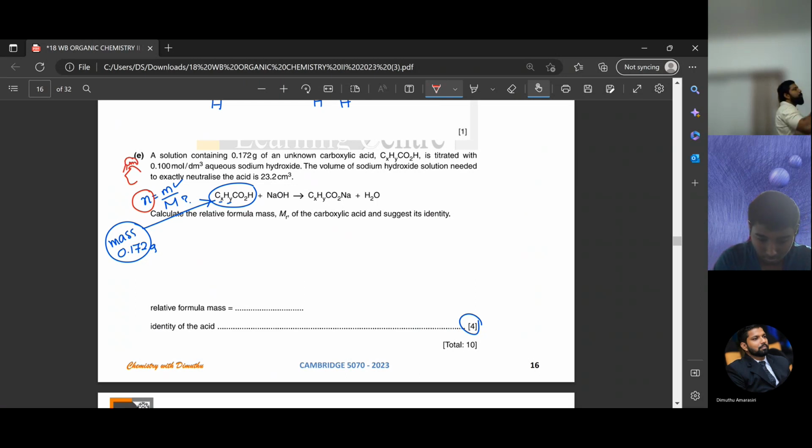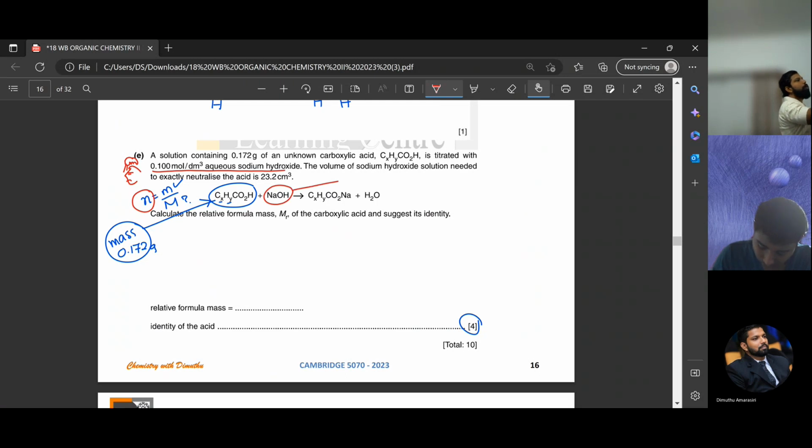Okay, this is what you are finding. Is that clear? Then you read other information. Other information: sodium hydroxide.